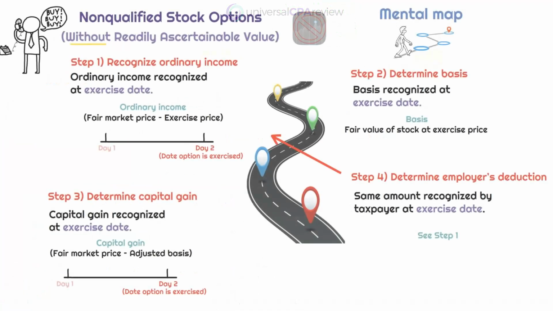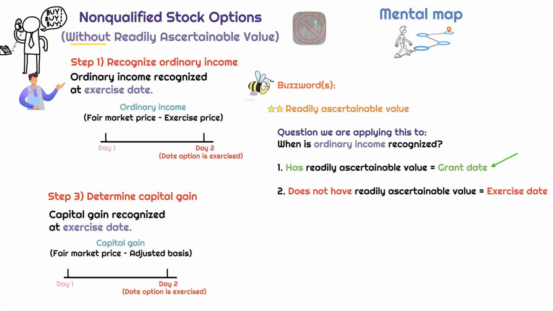Okay, so let's pull out our mental map once again. Question number 1, when is ordinary income getting recognized to Dan the Man, the recipient of these non-qualified stock options without a readily ascertainable value? So if the non-qualified stock options do not have a readily ascertainable value, that means ordinary income will be recognized as of the exercise date. Right, remember, if they have a readily ascertainable value, they're getting recognized as of the grant date. Okay, but now they're getting recognized as of the exercise date.